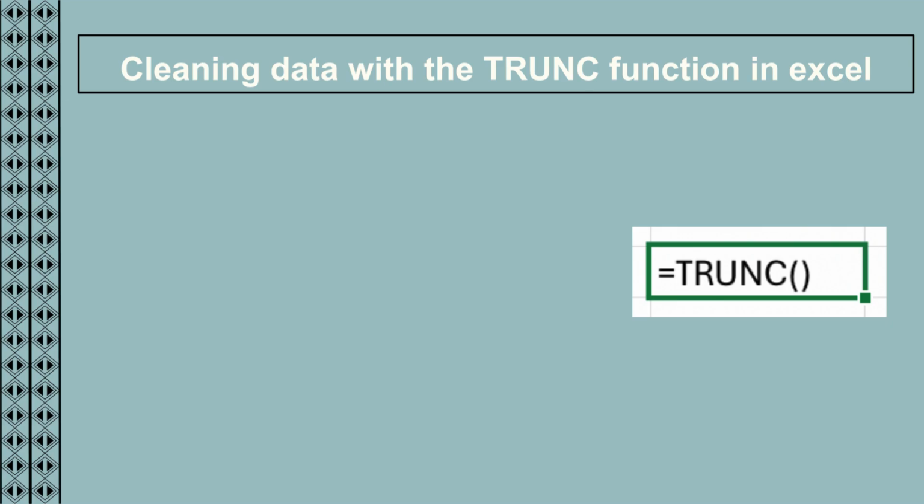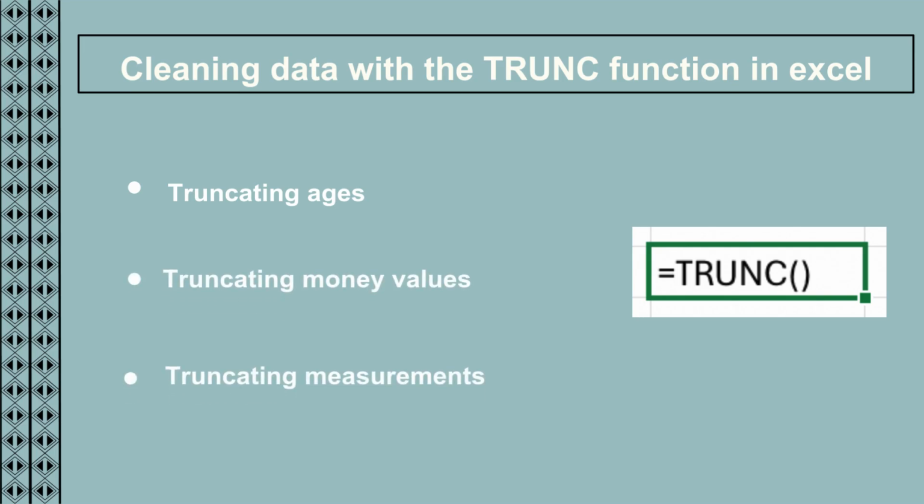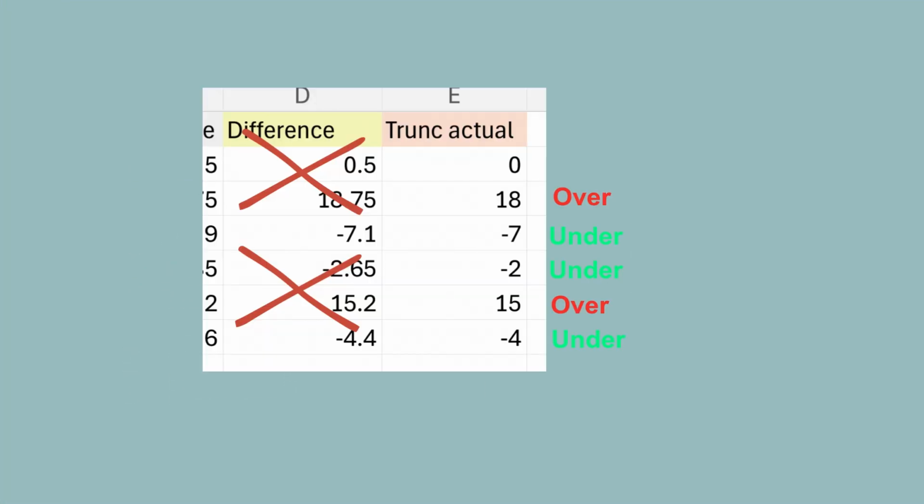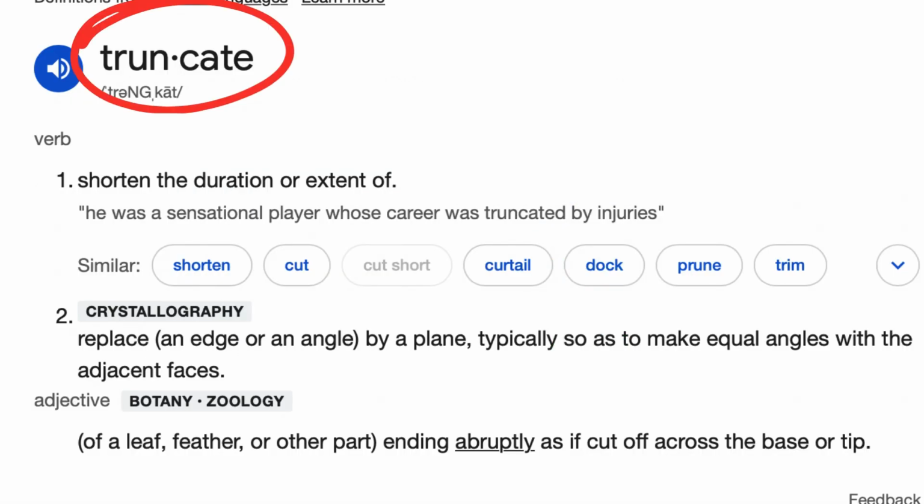That's a wrap on cleaning data with the trunc function. Today we learned how to simplify ages, money values, and measurements to make our data cleaner and easier to read. We also applied this to a real-world scenario, a monthly budget, so we could simplify expenses and quickly see where we went over or under. Trunc is a simple tool that keeps your spreadsheets organized and easy to understand.